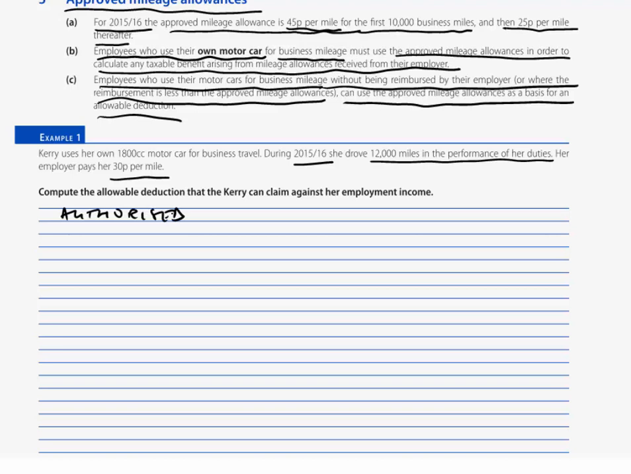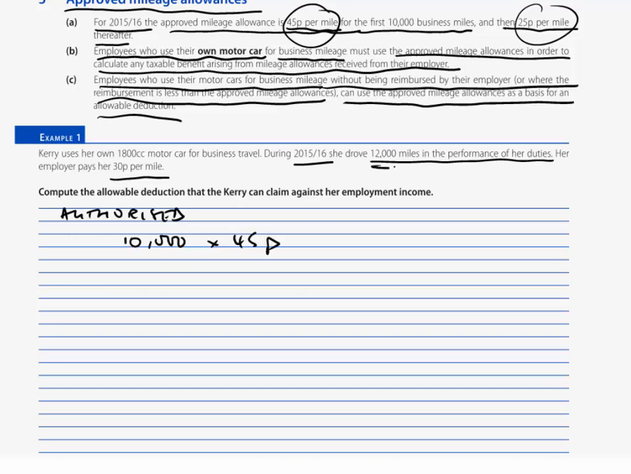So using your authorised mileage allowance payments levels, 45 pence per mile for the first 10,000, 25 pence per mile thereafter. Work out for me please what that will be. Again, you may pause this at this point in time if you so choose. It shouldn't take you very long to do it. Okay, so hopefully you therefore have determined that so far as the authorised levels are concerned, that will be the first 10,000 miles at 45 pence.